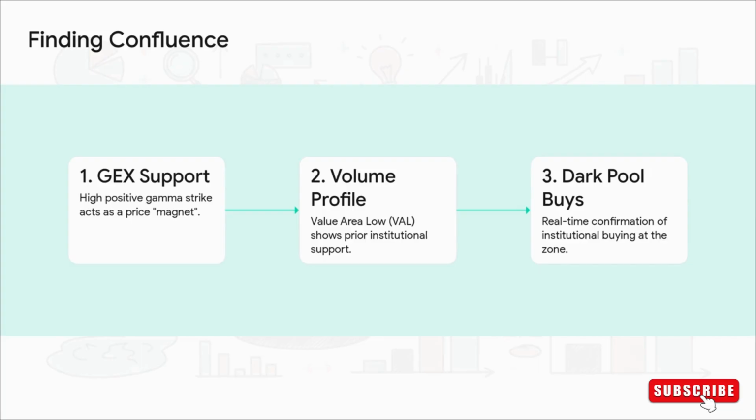And third, our real-time confirmation, dark pool buying. This is the final piece of the puzzle. We actually see those huge institutional buy prints hitting the tape right inside this zone we've already marked. When all three of these line up, you've basically found an institutional fortress of support.